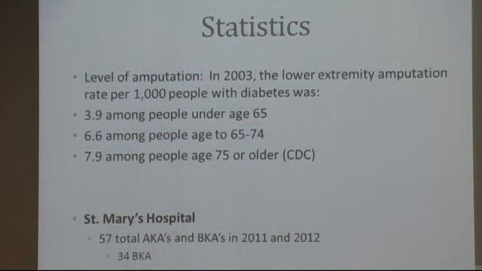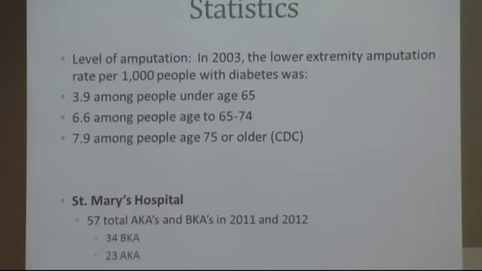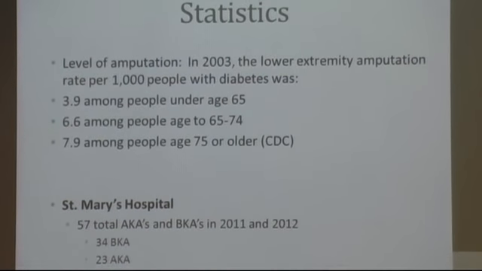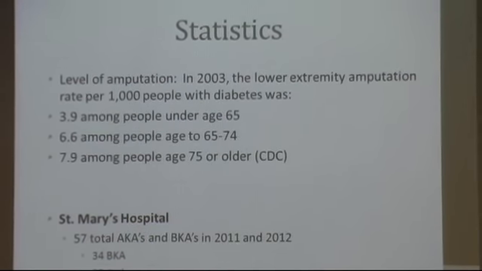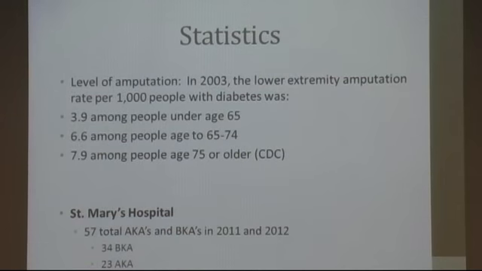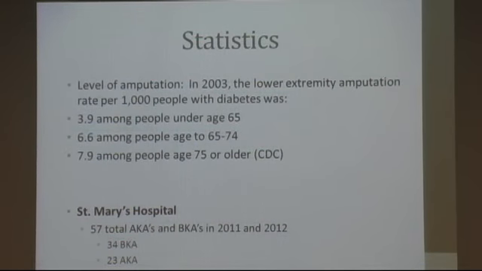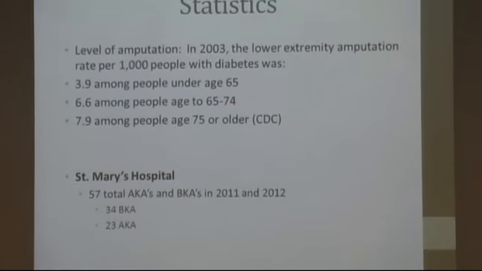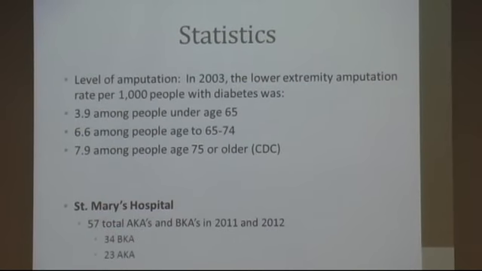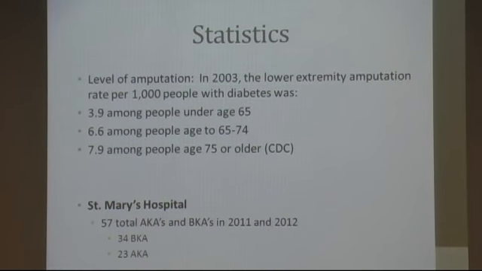So the level of amputation in 2003, the rate was 3.9 out of 1,000 people under the age of 65, and then that number just keeps going up: 6.6 ages 65 to 74, and 7.9 out of 1,000 people age 75 and older. We got some data from St. Mary's Hospital here that in 2 years, 2011 and 2012, 57 total above knee and below knee amputations were performed. So 34 below knee and 23 above knee.